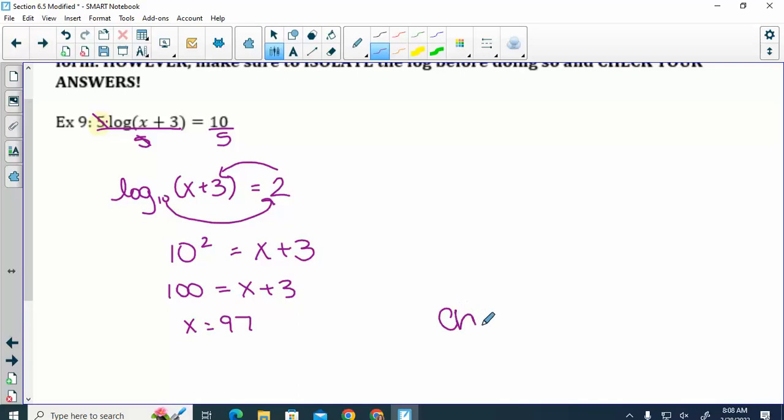You do want to make sure you check on these because they started with logs. We know that when we're dealing with logs, the argument has to be positive. So all you really need to verify is, if I plug in 97, is 97 plus 3 a positive number? Yes, so my answer is okay. If I were getting a negative when I plug that in, then I would have to say there was no solution for the equation. All right, is that okay?